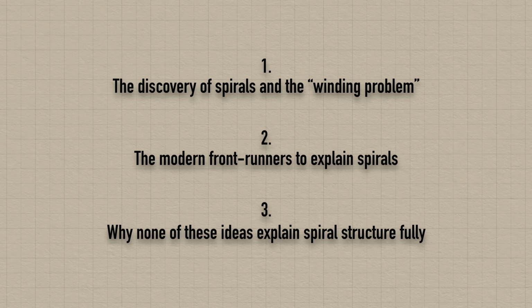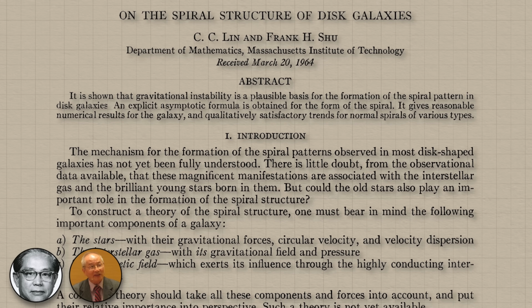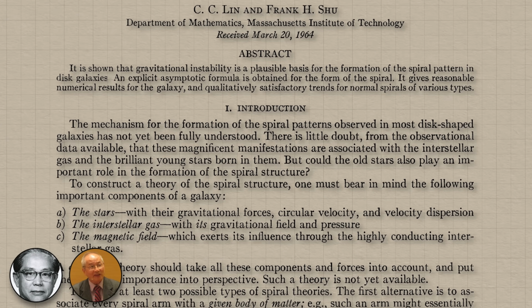Which brings me to the modern frontrunners to explain spirals. There have been a lot of things proposed over the years, but only a certain few have outlasted all of the observational evidence that's been collected. So let's start with density wave theory, which was first proposed by Lin and Shu in 1964, who said that we shouldn't think of these spiral shapes as actual, real, tangible structures. Instead, these spirals are more like patterns that are created by a wave.